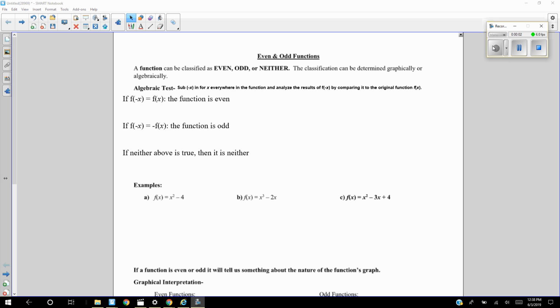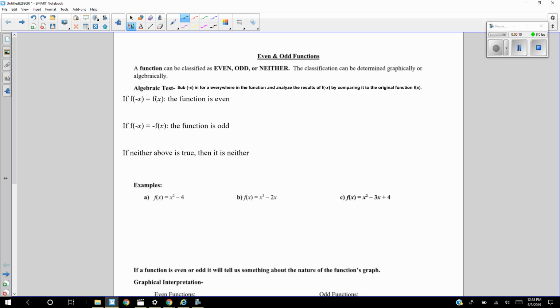All right, the last characteristic of functions we're going to talk about is whether a function is even or odd. And this can tell us a lot about the symmetry of the graph and basically maybe what the basic shape looks like. So a few notes to copy down there. We're going to talk about two quick tests.